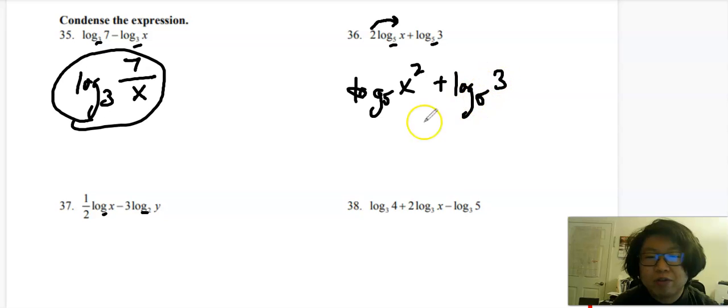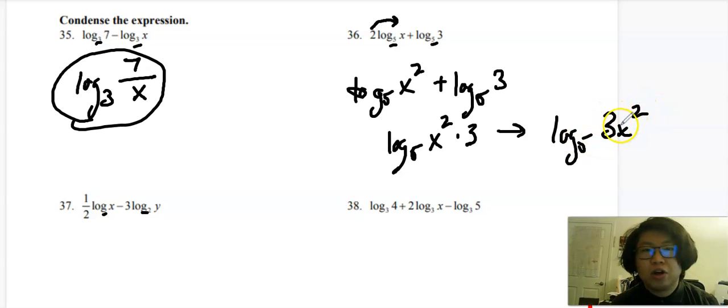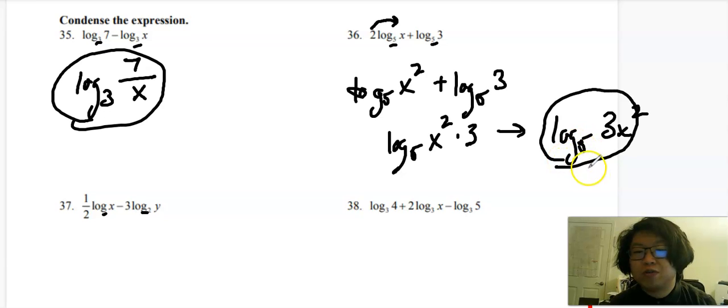We have the 5 and the 3. And then we just combine those things together. Log base 5 of x squared times 3, or more appropriately written, log base 5 of 3x squared. Okay, so that one was a little more involved, but we still got it down to our single form, one term, log base 5, 3x squared.